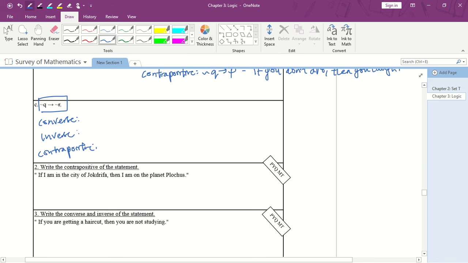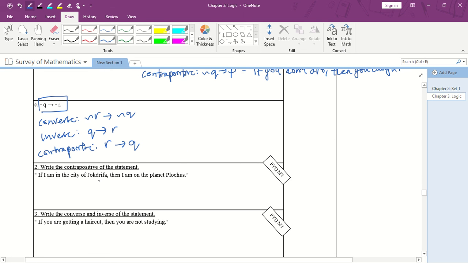So negation Q to negation R will be negation R to negation Q. Inverse doesn't change the position but changes the sign. So negation Q will become Q, and negation R will become R. And contrapositive changes both. So negation R switches to the front with no negation, and negation Q goes back to the end with no negation. So it will become R to Q. That's it.